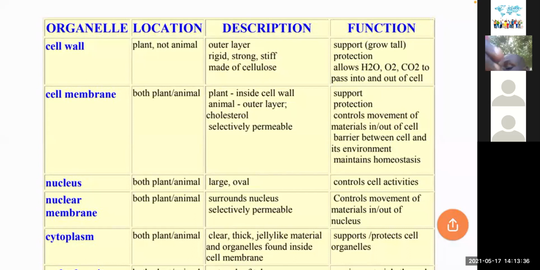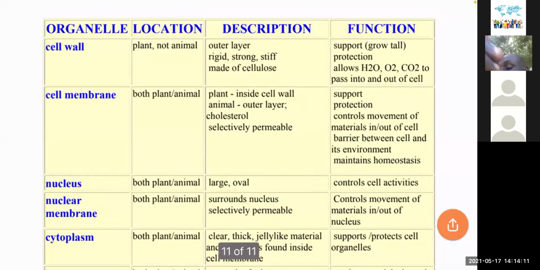It's the outer layer, with cholesterol, selectively permeable. That's the cell membrane in an animal cell. Its function is support, protection, controls movements of materials in and out of the cell, a barrier between the cell and its environment. It also maintains homeostasis in the cell.